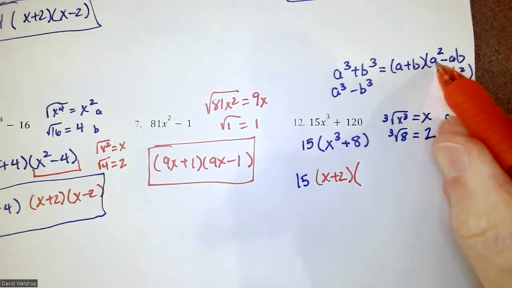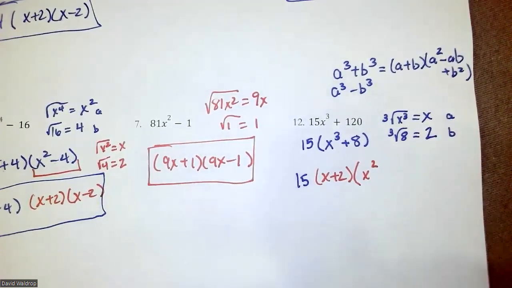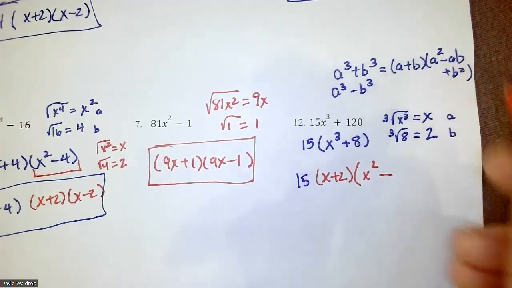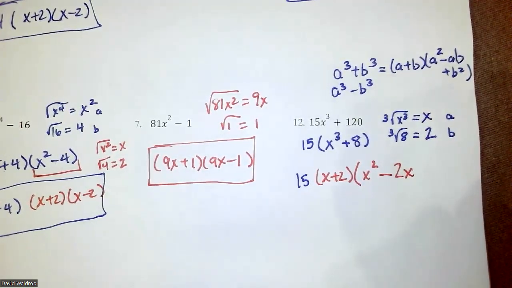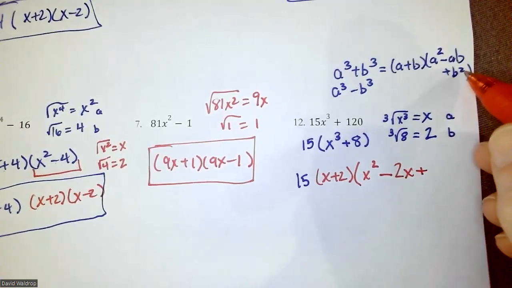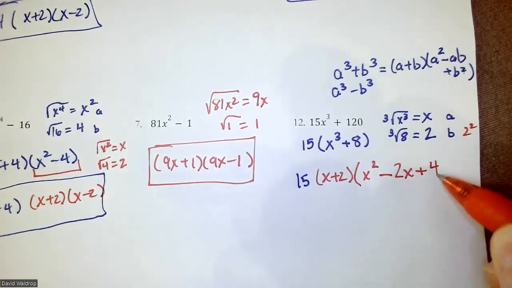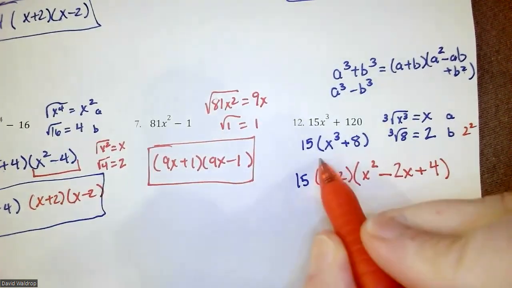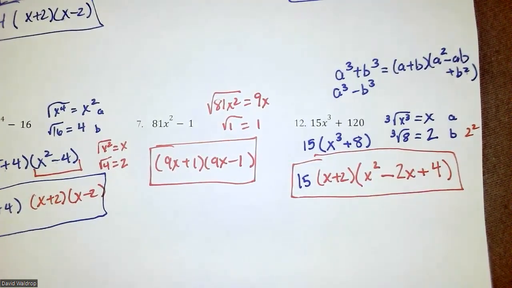Then this one says take the first thing and square it. So take x and square it. Well, that's x squared. Minus, right? It says minus. And then it says multiply a and b. Well, here they are multiplying. So 2 times x is 2x. Plus, then it says take the b and square it. So I'm going to do 2 squared, which is 4. Okay. And this rarely factors, so we are done. Okay. That's how that formula works.